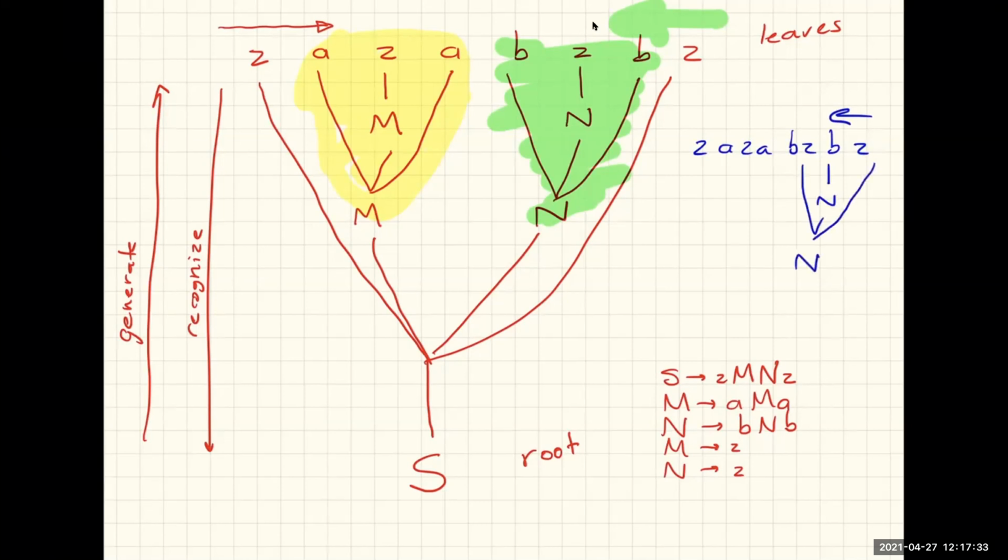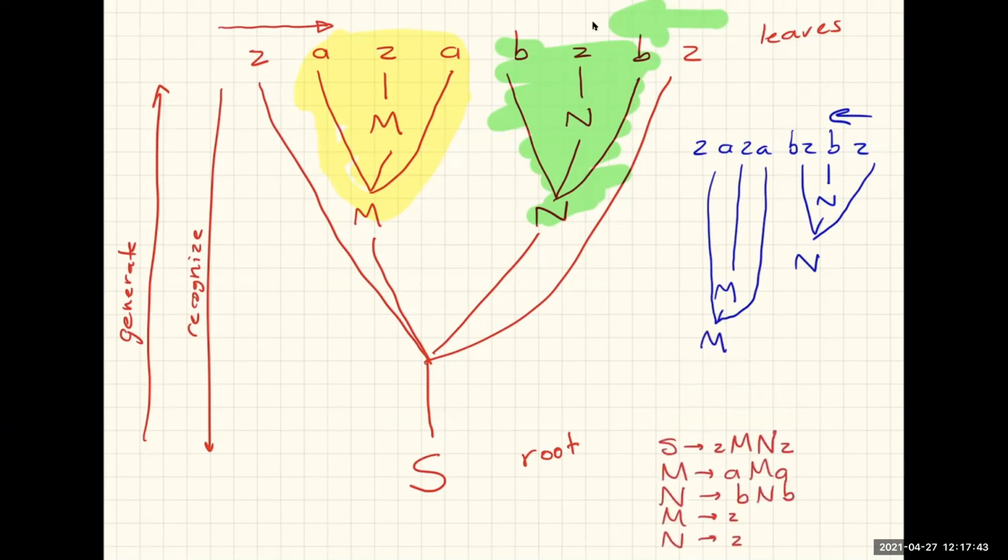And then we will continue working with this, and this will be M, and then we will have A, M, A, and this will be M. And let me move this. And now we can finish just by doing Z, M, N, Z, and this will be S. So at the end, you can see it's exactly the same tree.